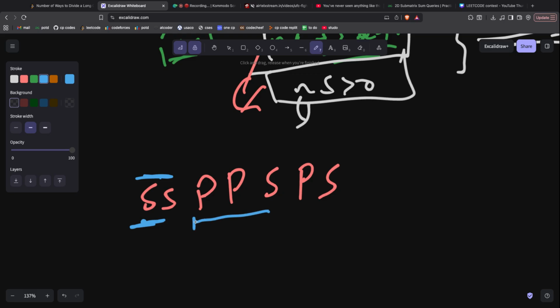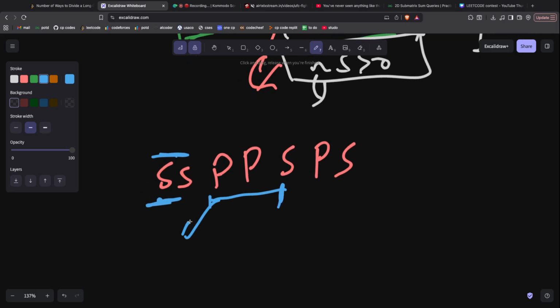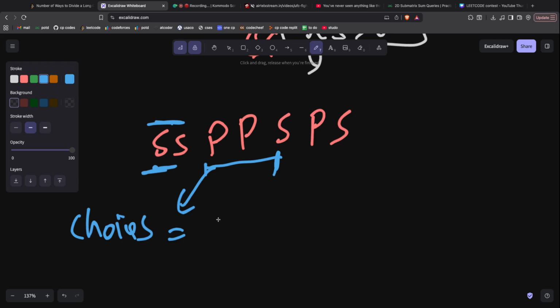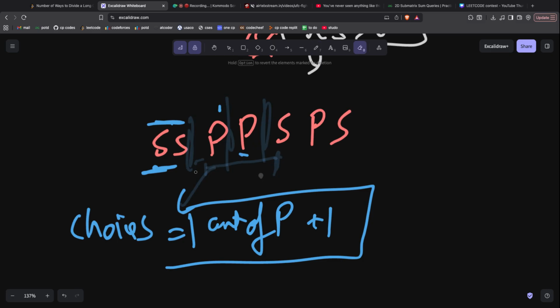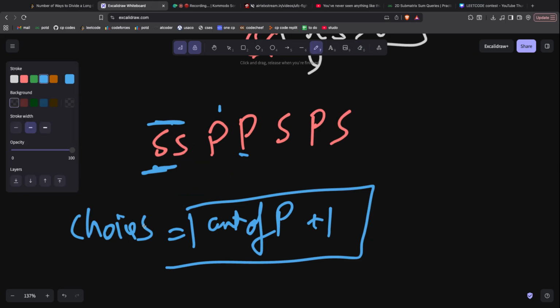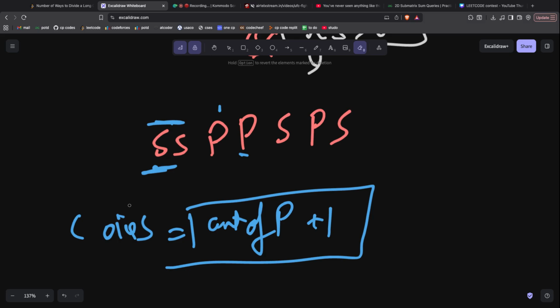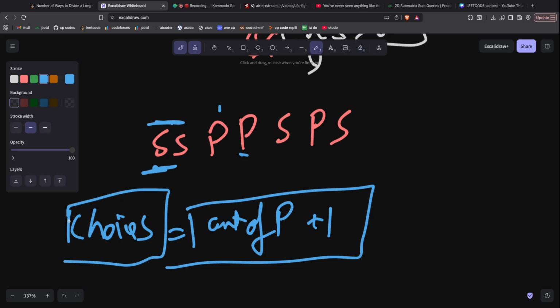So how many choices of dividers you have is basically count of P plus 1. Does this make sense? Because we can put one before all the Ps, in between the Ps, and after all the Ps. So that is 1, 2, 3, and we have two Ps, right? So that is count of P plus 1. This is the choices. But the thing to note here is that this is the choices for this room.